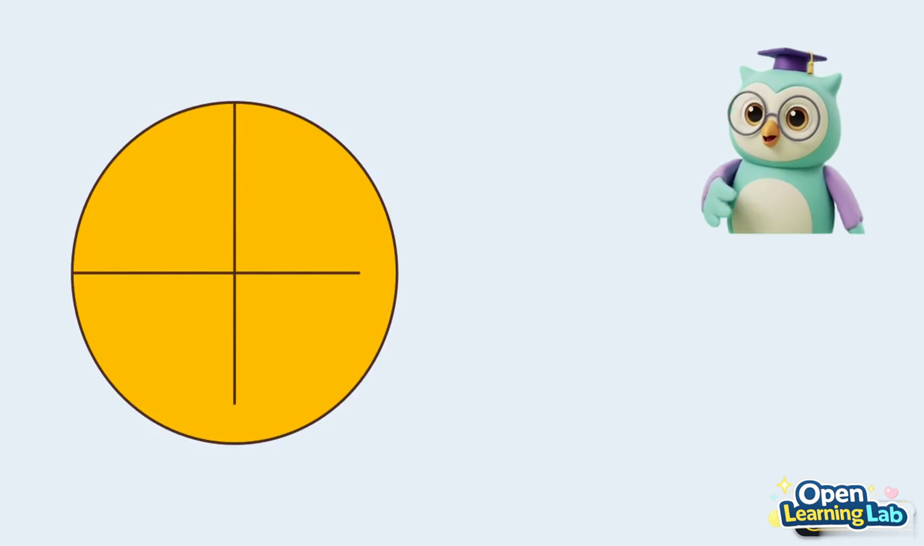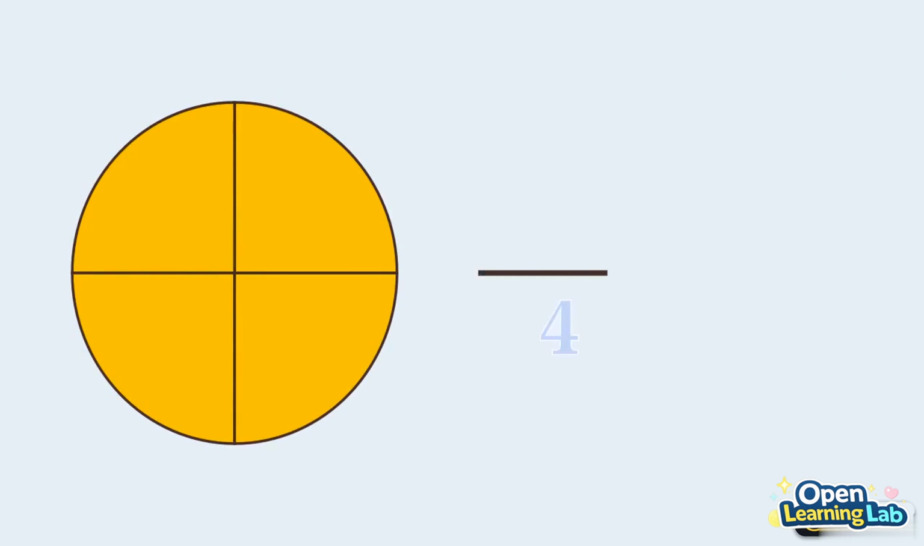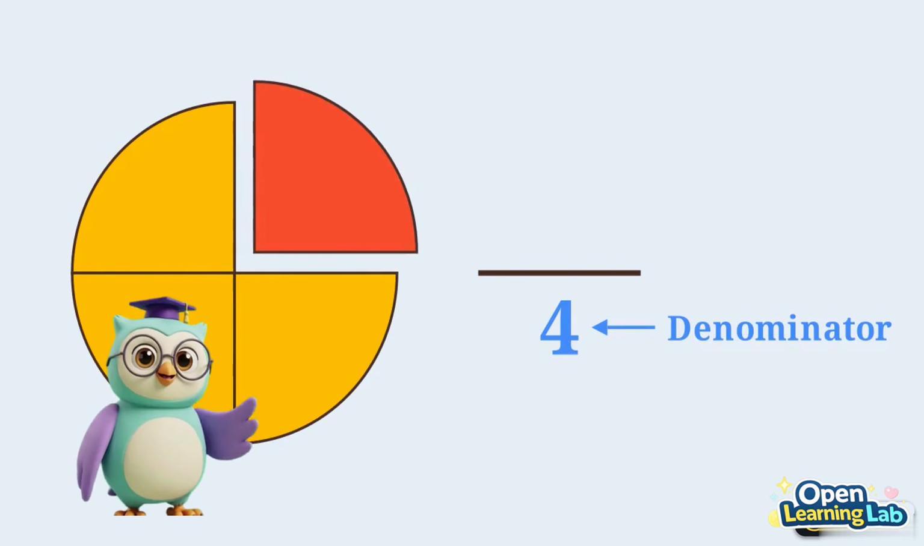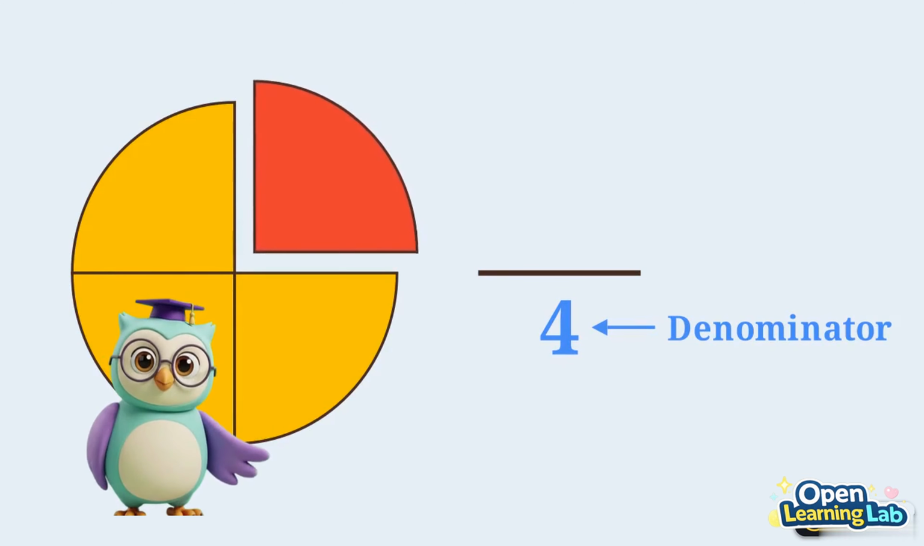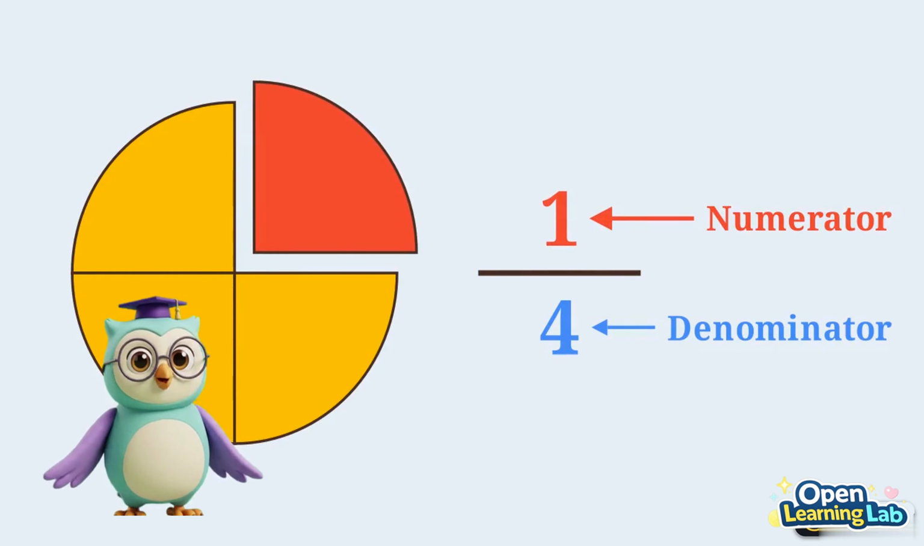It's partitioned into 4 equal sections. We start with the bottom number, or the denominator. This tells us the total number of pieces. If you eat one of those 4 slices, we need a way to track it. That's the top number, called the numerator. It shows how many pieces you actually have.